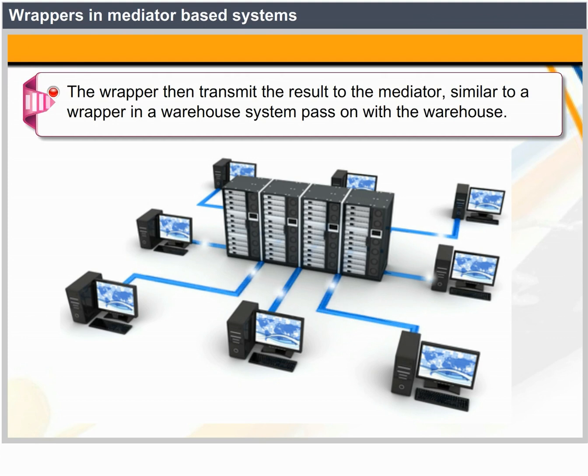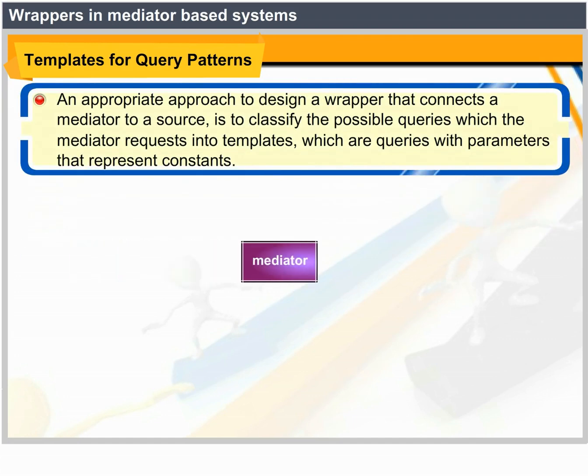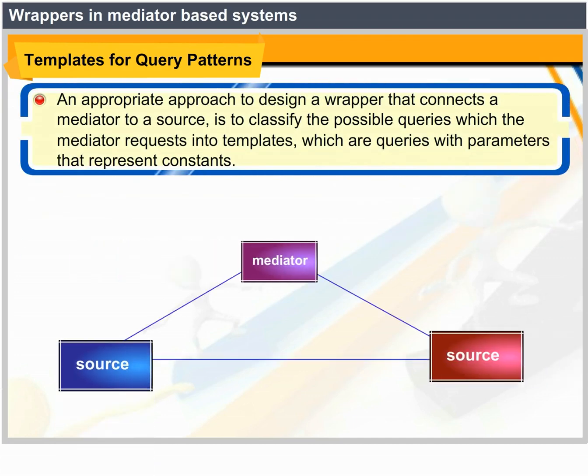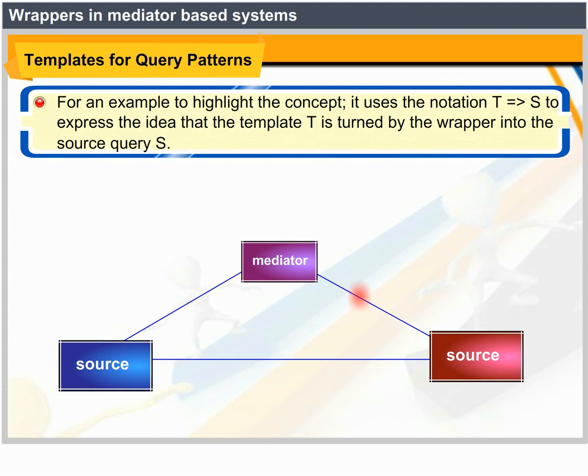Templates for query patterns. A systematic way to design a wrapper that connects a mediator to a source is to classify the possible queries that the mediator can ask into templates, which are queries with parameters that represent constants. The mediator can provide the constants and the wrapper executes the query with the given constants. An example should illustrate the idea. It uses the notation T implies S to express the idea that the template T is turned by the wrapper into the source query S.